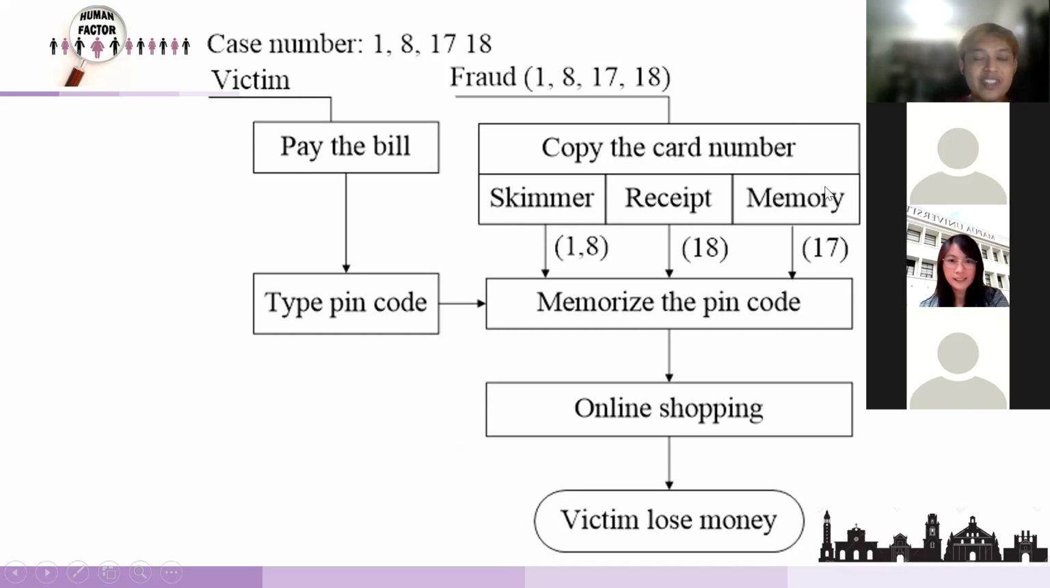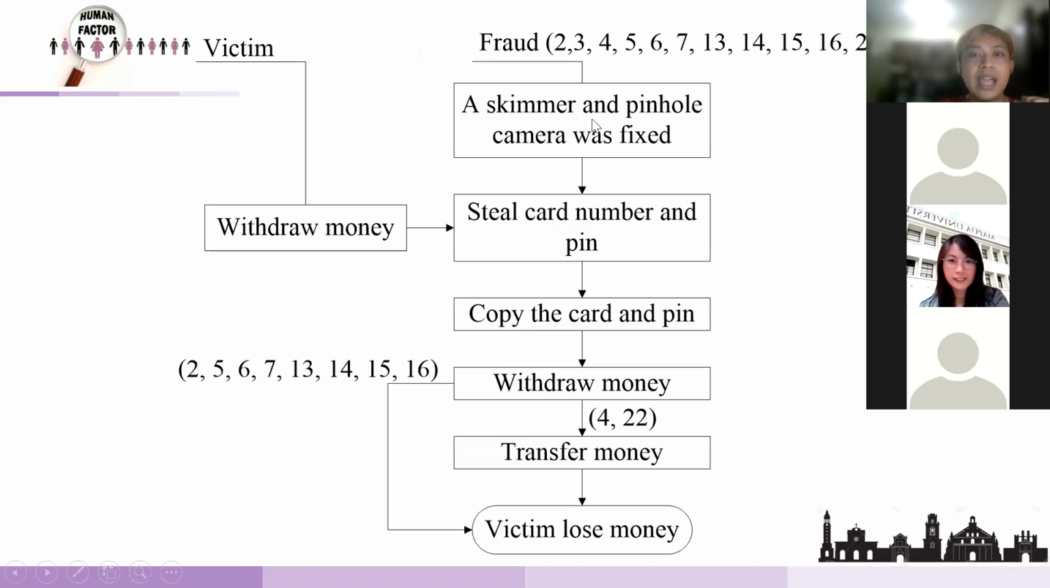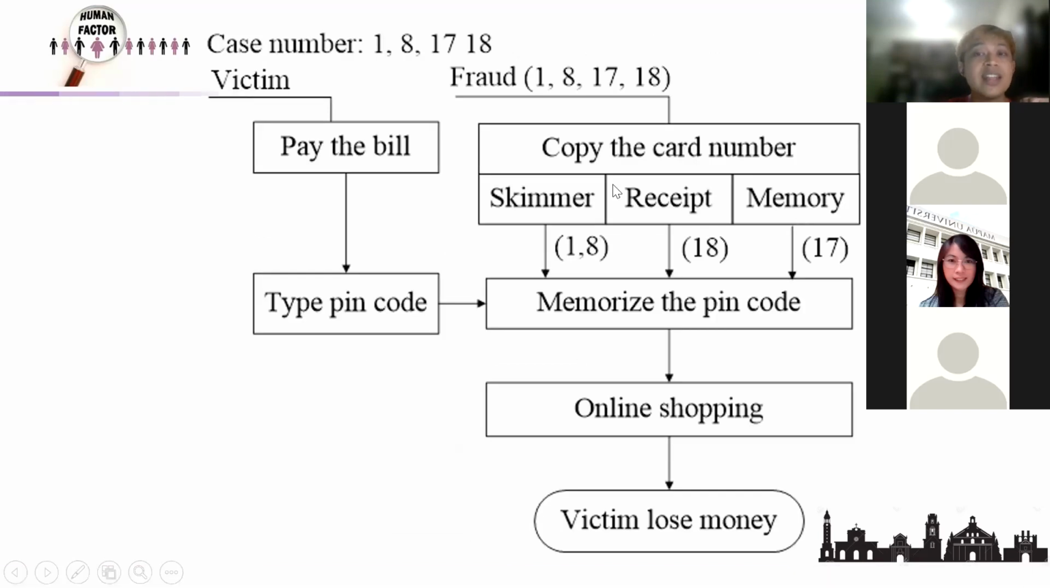Can you imagine just using your memory? Your eyes are like a camera, trained to be a camera. So 12 digits, in about 1 second, you see all of them and memorize them. The difference between this one and the previous one is that here they got a pinhole camera for getting the password, but for the next one, it's from memorizing.